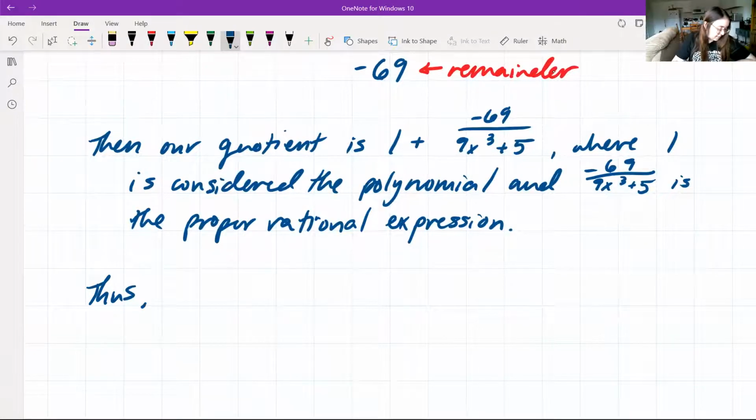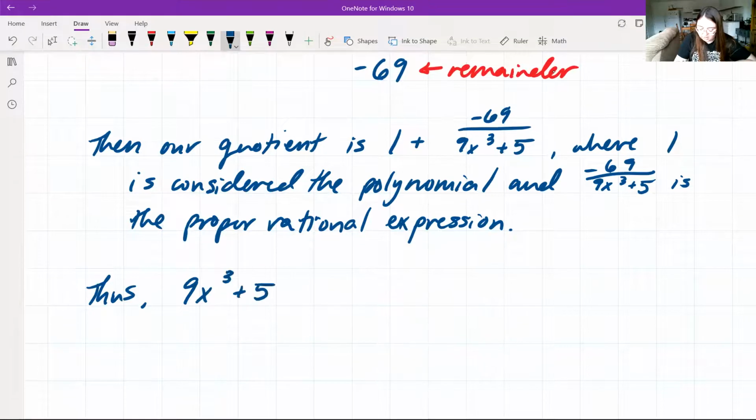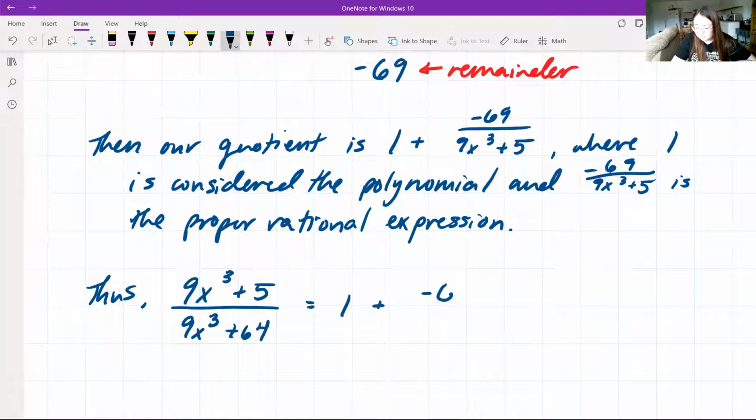Thus, we have that 9x cubed plus 5 divided by 9x cubed minus 64 is equal to 1 plus negative 69. You can also write minus, but it asks us to write the sum, so that's why we're writing plus negative 69 over 9x cubed plus 5.